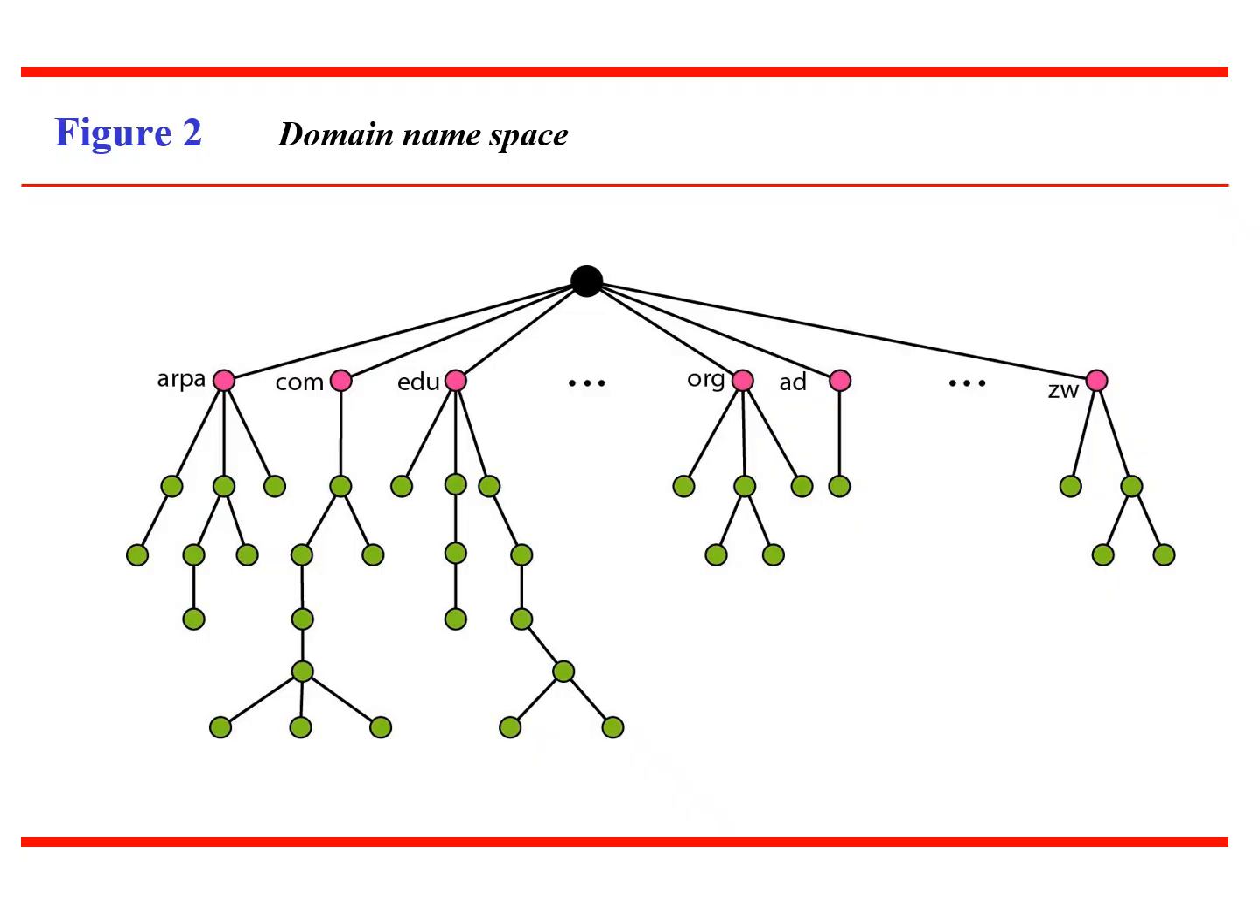In this slide we have a diagrammatic representation of a domain namespace. Here we have a single root. Under the root we have a number of labels, like arpa, com, edu, org, ad, zw, etc. We'll study them one by one in the coming slides.